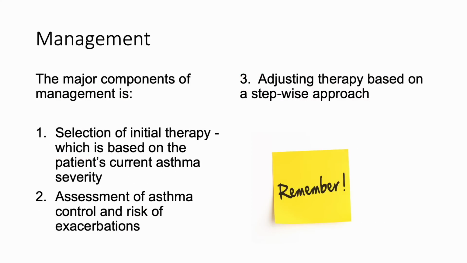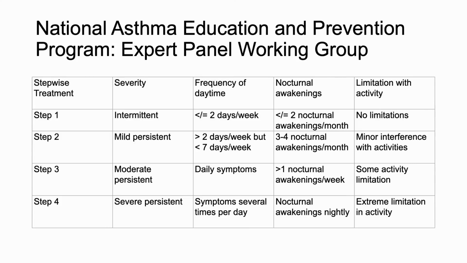The major components of management in patients with asthma are selection of initial therapy, and this is based on the patient's current asthma severity, assessment of asthma control and risk of exacerbations, and adjusting therapy based on a stepwise approach. Understanding asthma severity will guide us to specific management. This table is high yield to remember when figuring out which type of inhaler the patient would require.